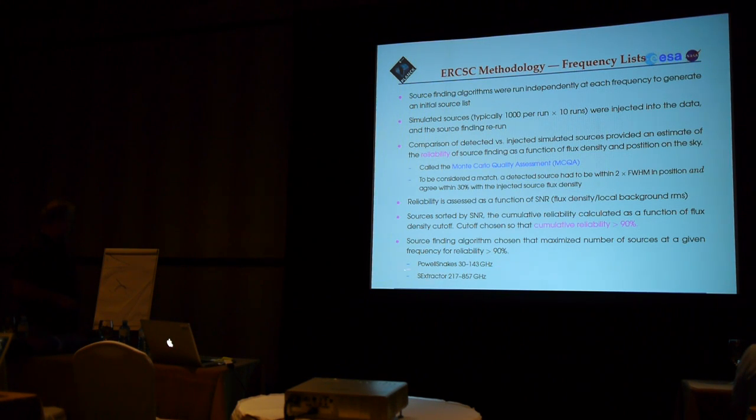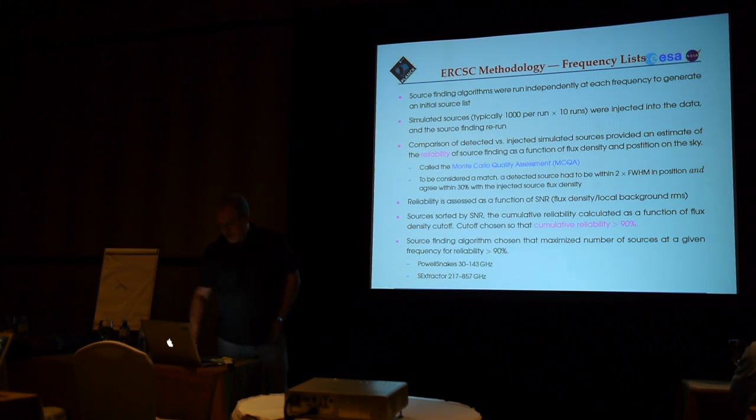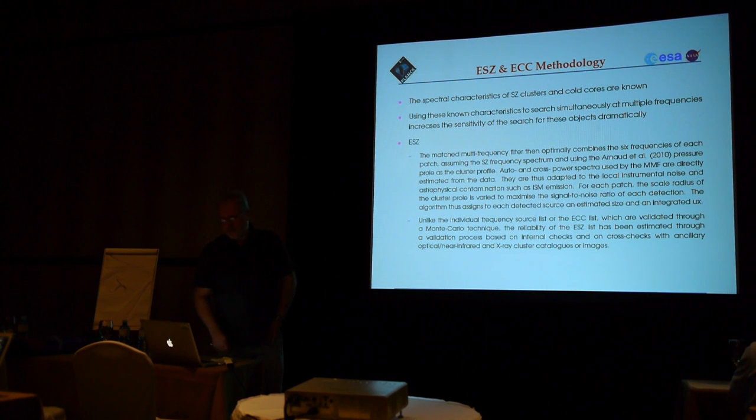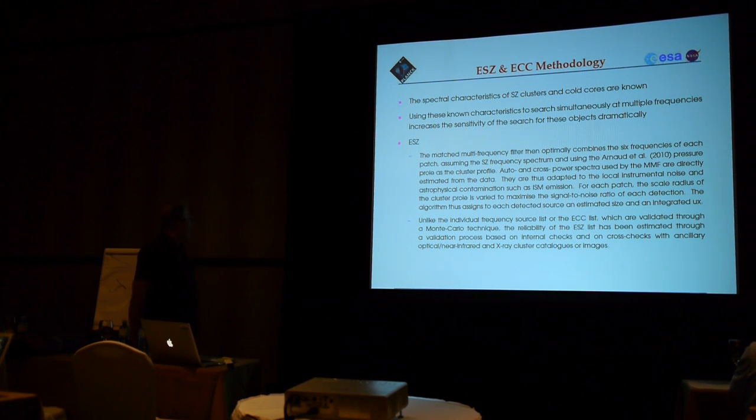Two different algorithms ended up being chosen for delivery work, depending on frequency. Firstly, PowellSnakes, the Bayesian algorithm developed originally by Carvalho, Rocha, Kitching, and Hobson in Cambridge. Then the older code, adapted to Planck, developed originally by Emmanuel Bertin in Paris for galactic survey work, called SExtractor, for high frequency maps.